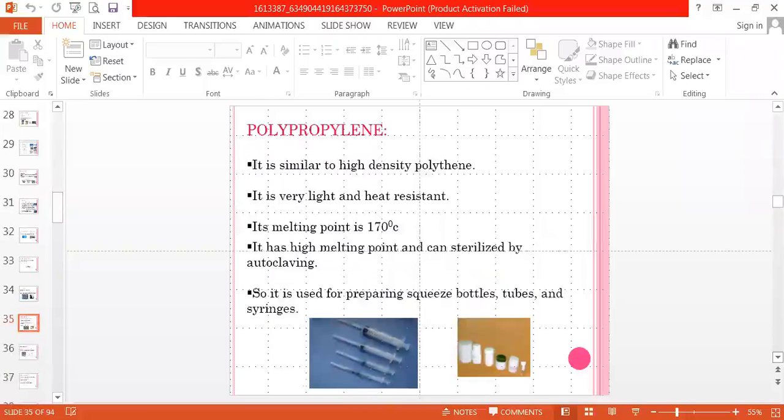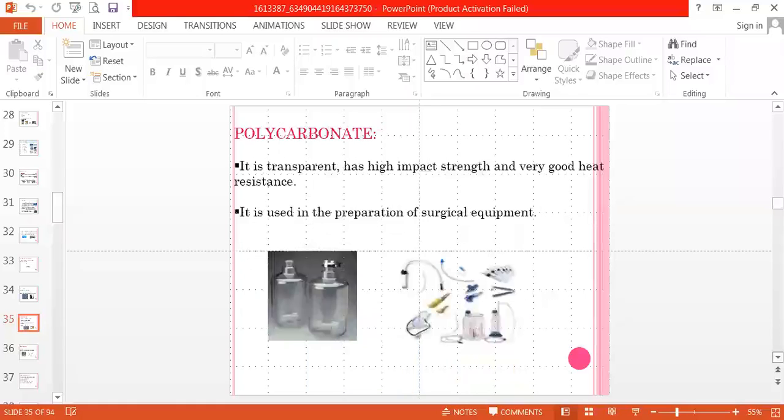Then polypropylene. It is similar to the high density polyethylene. It is very light as well as heat resistant. Its melting point is 170 degrees centigrade, and because of this high melting point it can be sterilized by the autoclave. Generally it is used to prepare squeeze type bottles, tubes as well as syringes.